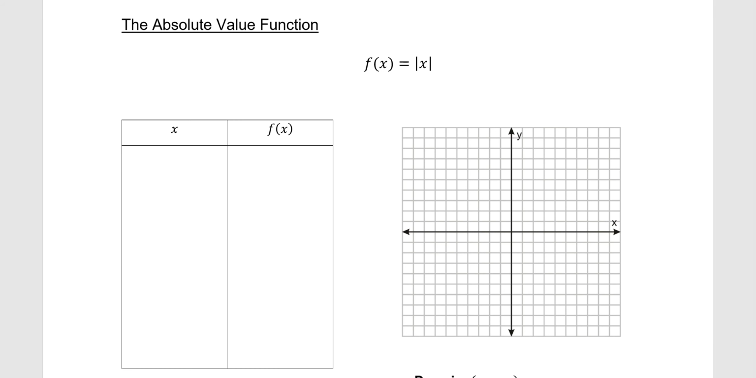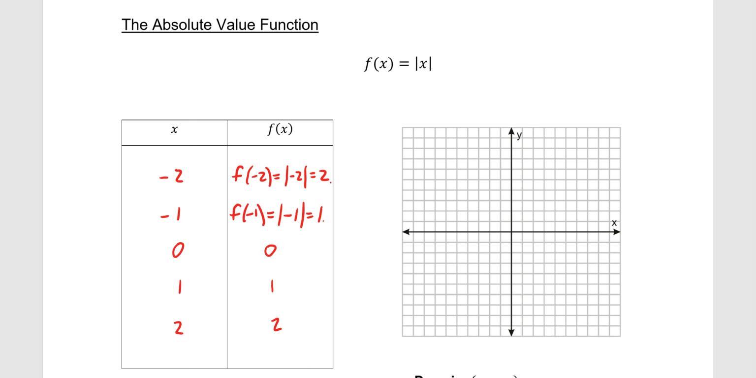Next, the absolute value function. The absolute value function is f of x equals the absolute value of x. So I'm going to use negative 2, negative 1, 0, 1, and 2 to plug in for the x values. Plugging in f of negative 2, that's the absolute value of negative 2, which is just positive 2. Plugging in f of negative 1, that's the absolute value of negative 1, which is positive 1. Now plugging in a 0, we would get 0. Plugging in 1, we would get 1. And plugging in 2, we would get 2.